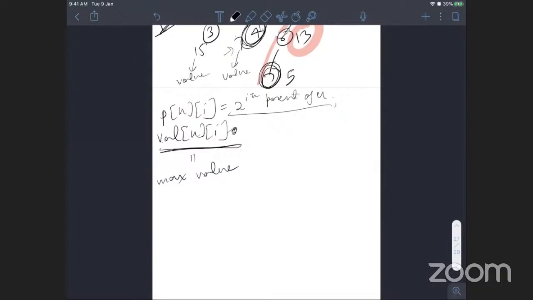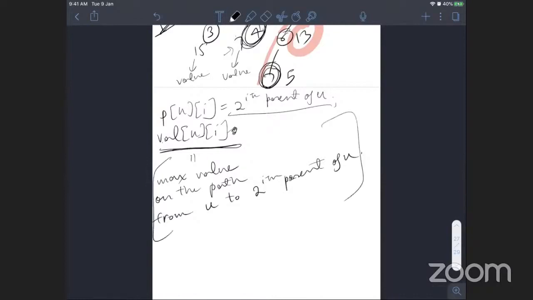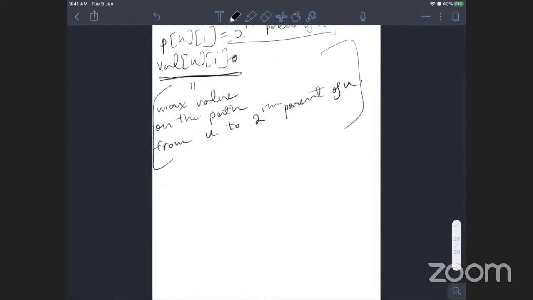Value i denotes max value on the path from u to 2 to the power ith parent of u. This is a super important thing. Like, that's the generic idea. Let me give an example.